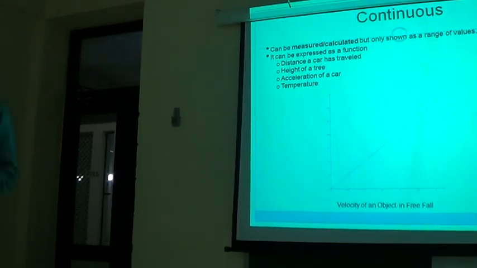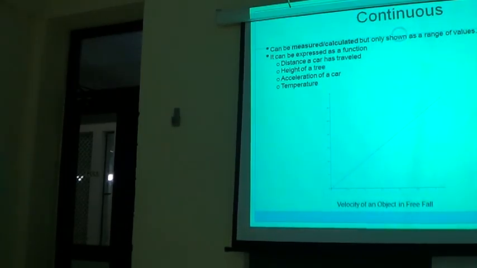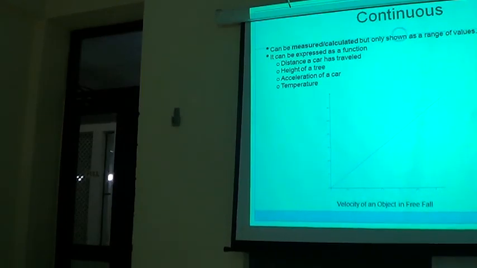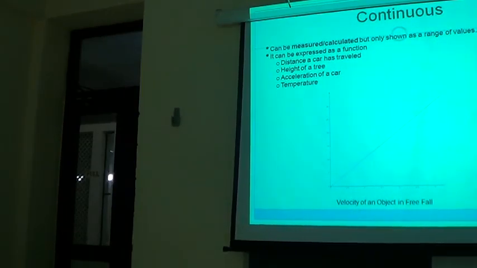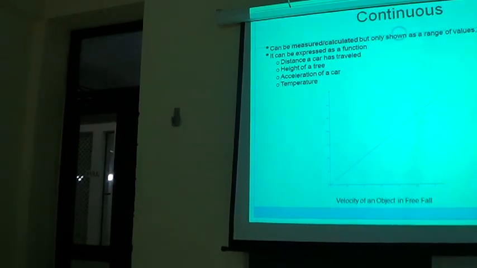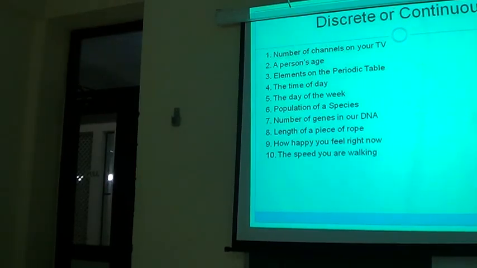We are simply saying I drove today at 40 km per hour; it could be 40.176337. Temperature is another example of a continuous variable. Here is the velocity of an object in free fall: this is time and this is velocity. Velocity keeps on increasing as time goes on. The 9.8 meter per second squared is the acceleration, not a velocity. Velocity keeps on increasing continuously; it's not varying step by step. It's very continuous, or smooth.